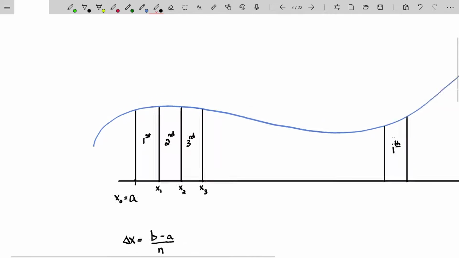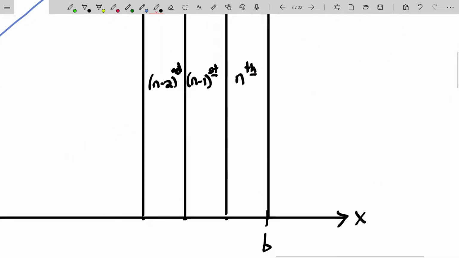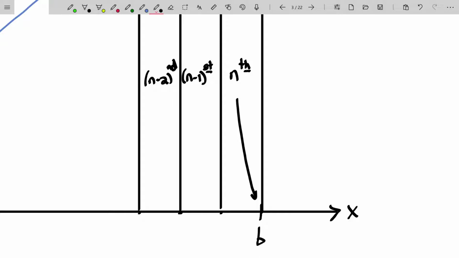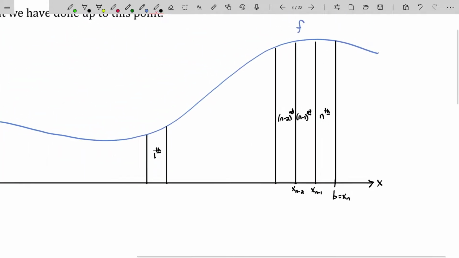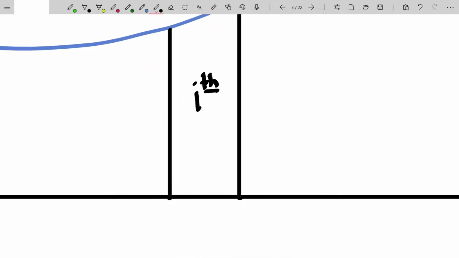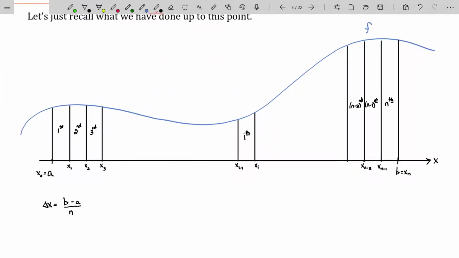Using that same pattern, we can easily see that the nth slice should end at x sub n. And therefore, the n minus first slice should end at x sub n minus 1, and the n minus second slice should end at x sub n minus 2. And the all-important ith slice should end at x sub i, which means its left edge is x sub i minus 1. That will be important. So again, we've talked about all this stuff up to this point, but it's a nice review, right?